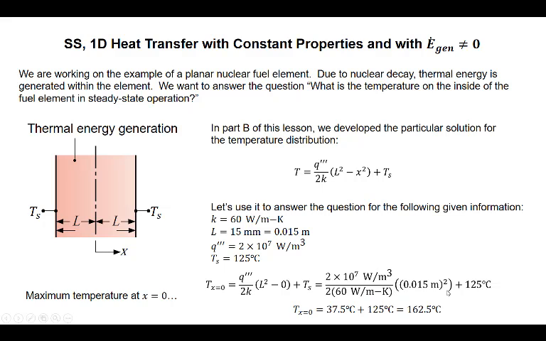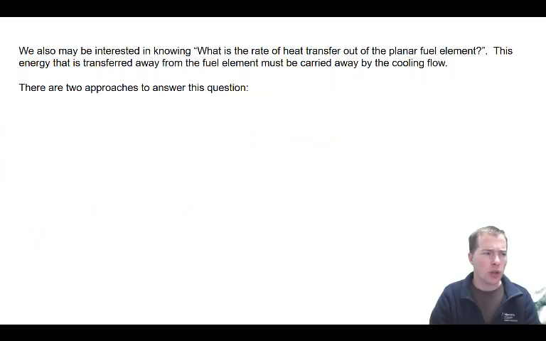The first term is 37.5 degrees C. This is the difference in temperature between the surface and the center line. The center line is 37.5 degrees Celsius higher than the surface temperature, so that the temperature at the center line is 162.5 degrees Celsius. We also may be interested in knowing what is the rate of heat transfer out of the planar fuel element. This energy that is transferred away from the fuel element must be carried away by the cooling flow. There are 2 approaches to answer this question.